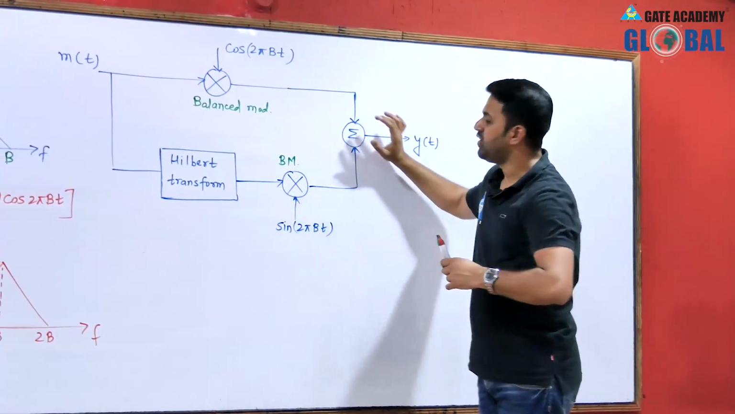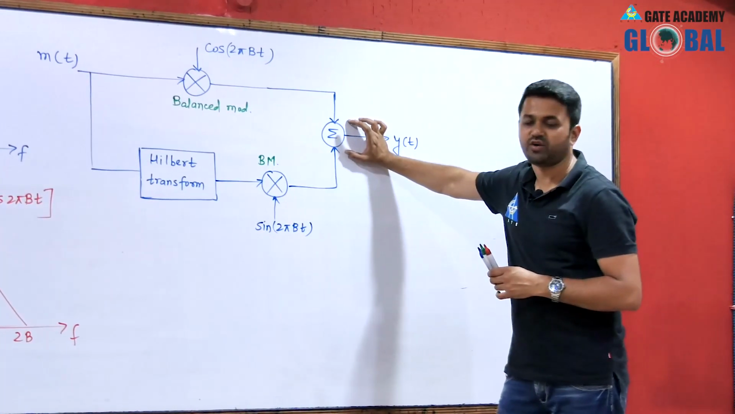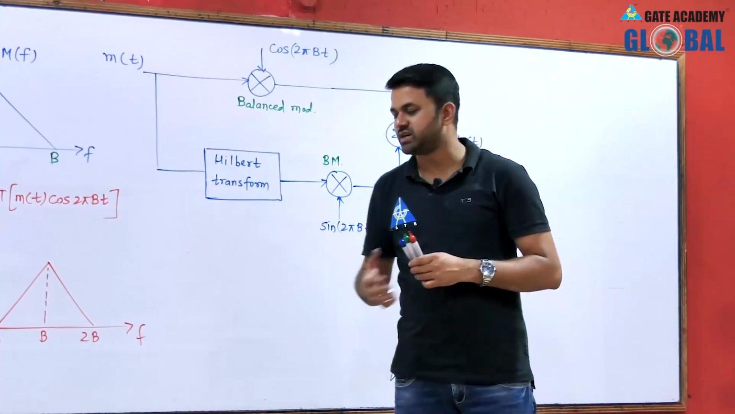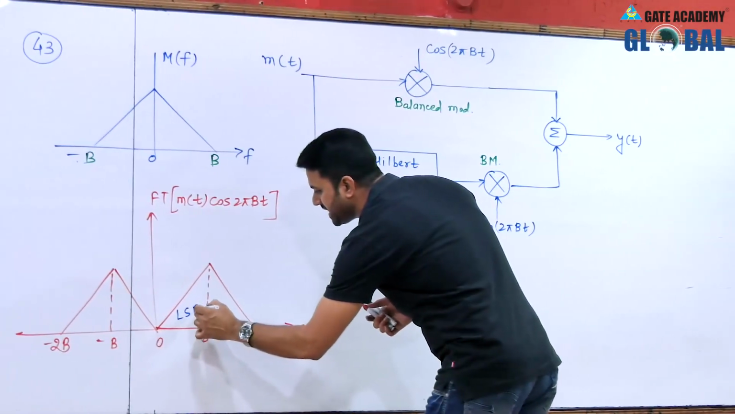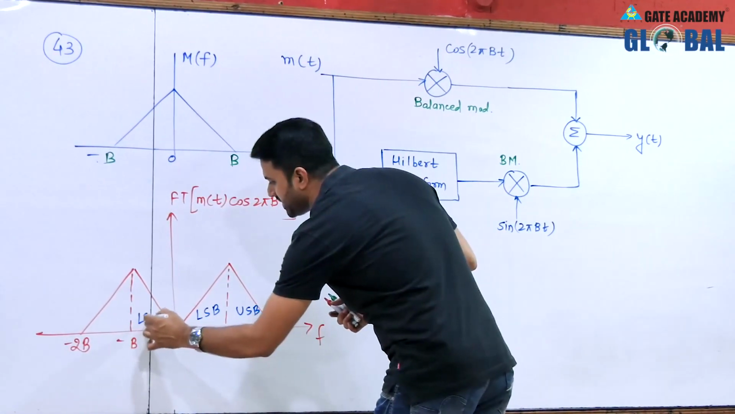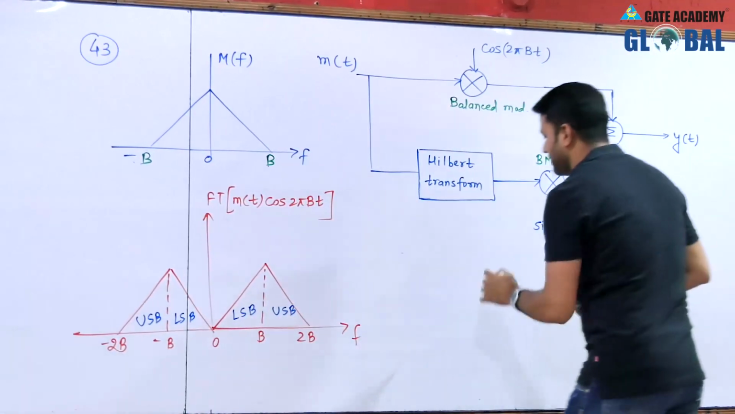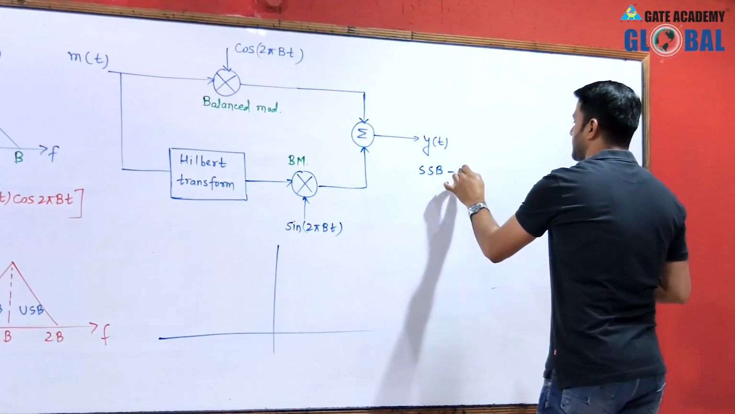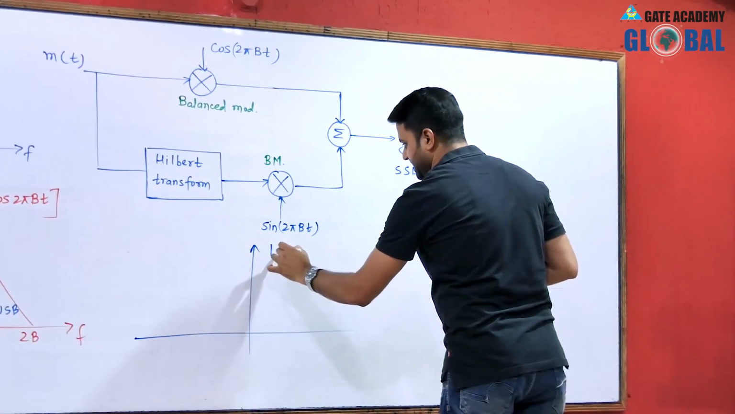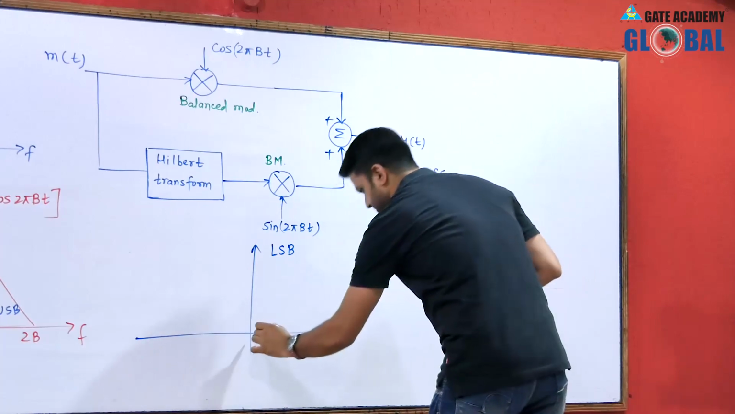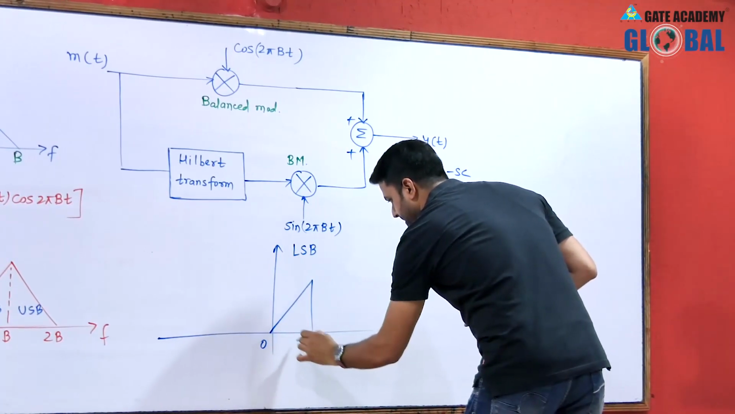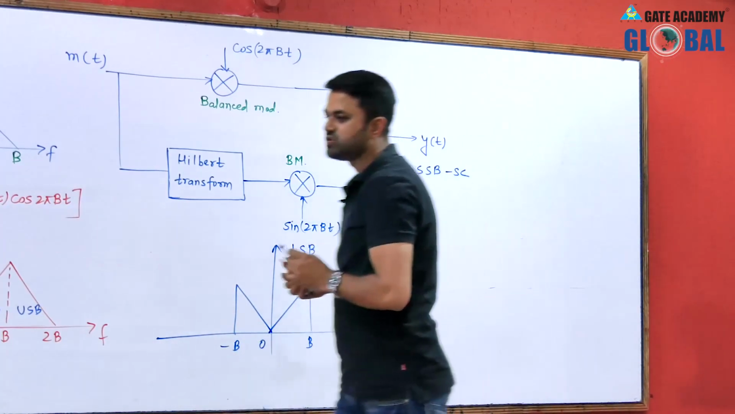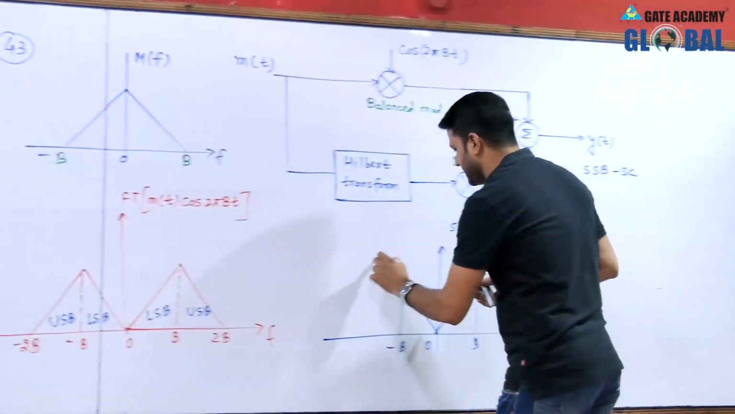Now we have to find only the lower sideband, because we are adding the outputs of these two balanced modulators. Whenever we add, we get the lower sideband. Here we have this as the lower sideband, and this is the upper sideband. So actually at the output, this y(t) is an SSB-SC signal, and it is the lower sideband, because here it is plus only. So according to the options, the correct answer is option A.